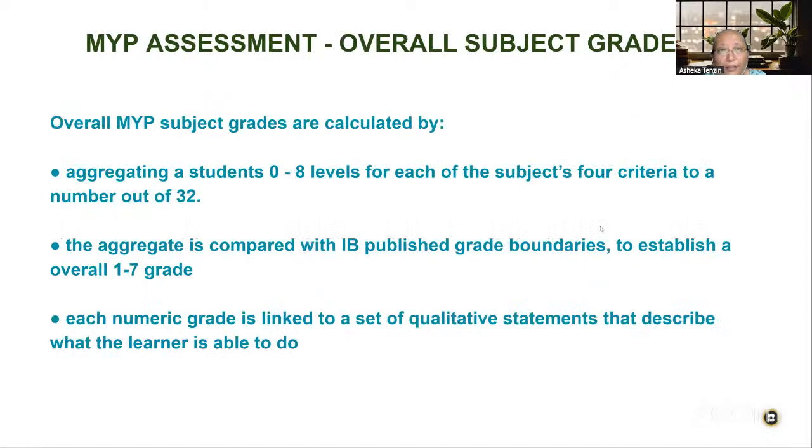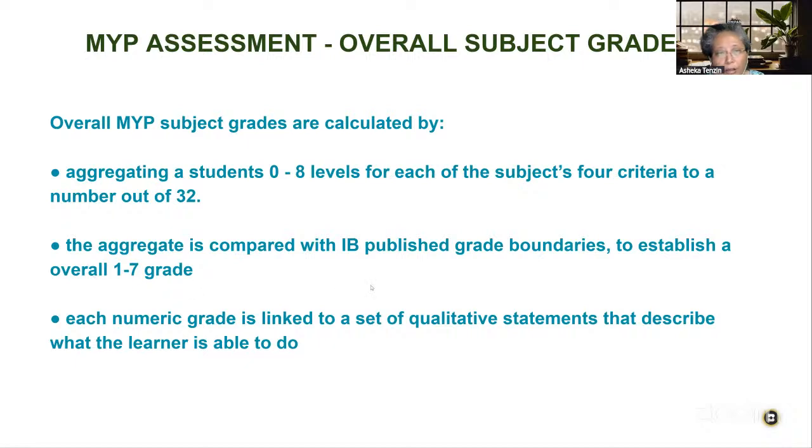Now, MYP assessment overall subject grades. We know that all criteria are graded up to 8. Okay, the highest achievement level is 8. So 8 for each of the four criteria is 32. So you get a number out of 32. Suppose I have got 5, 5, 5, 5, 20 out of 32, then I will have to check with my grade boundary to establish an overall grade out of 7.